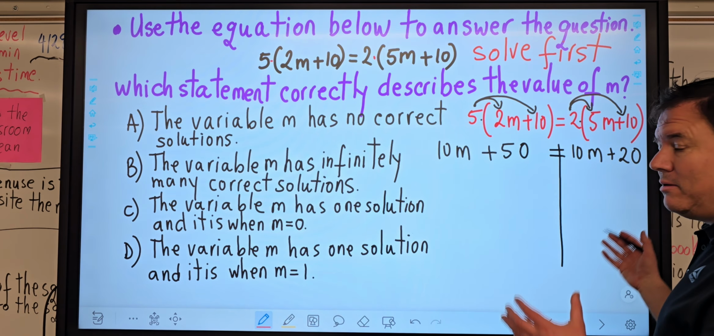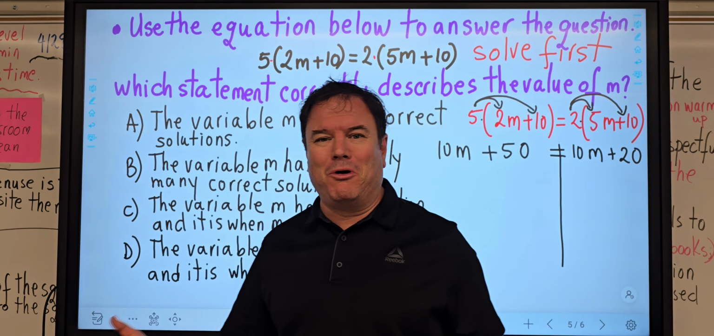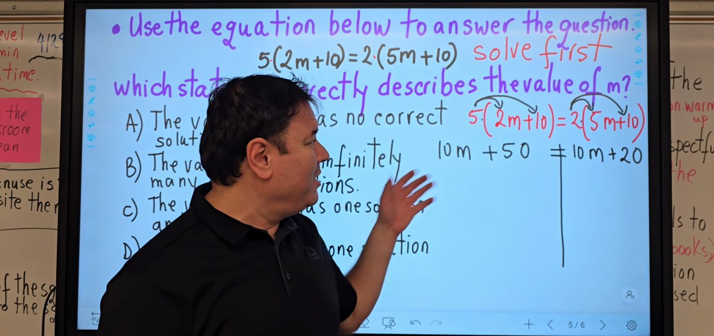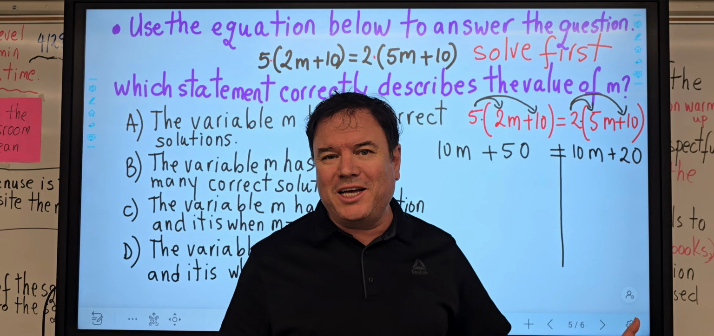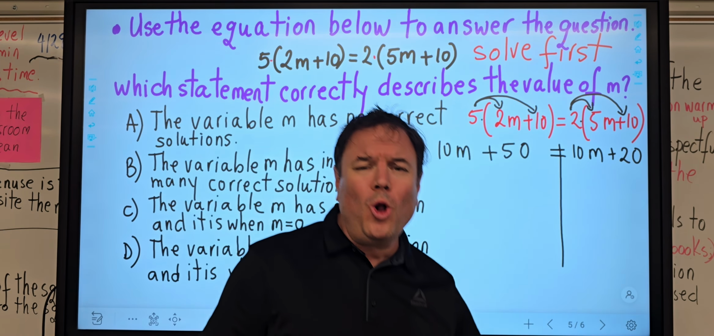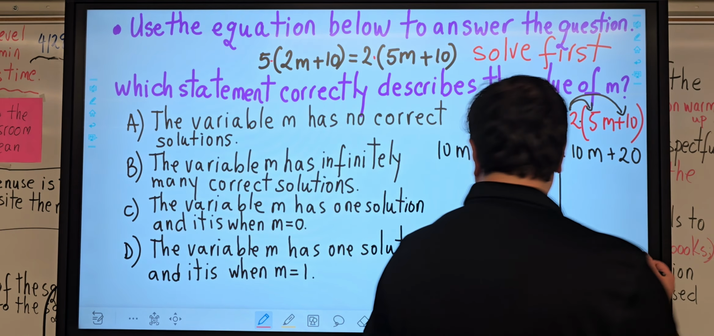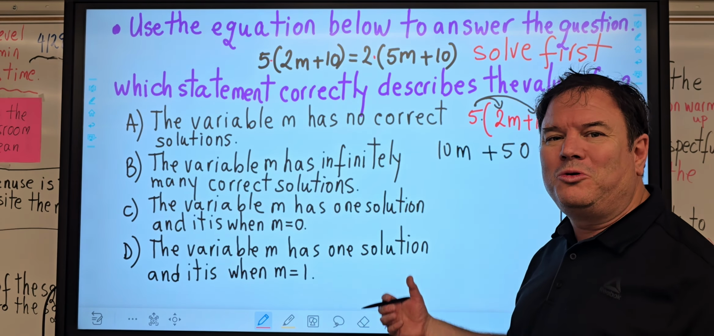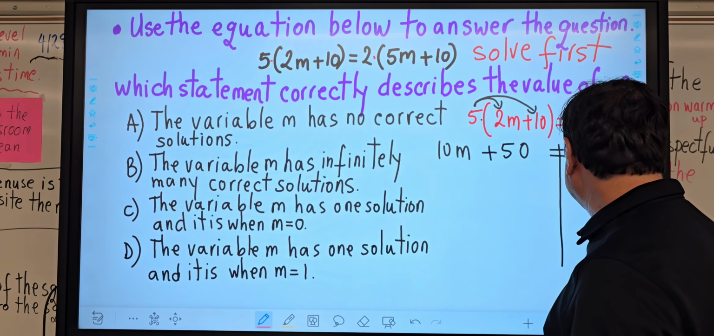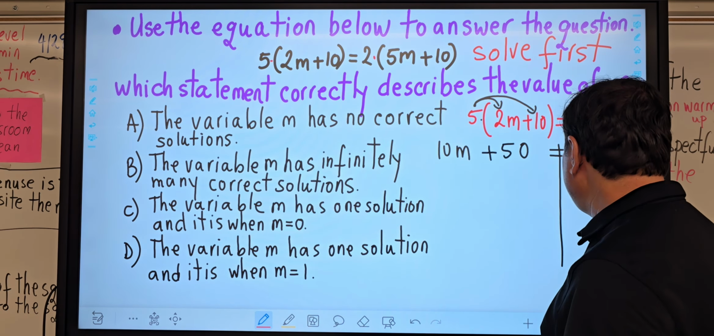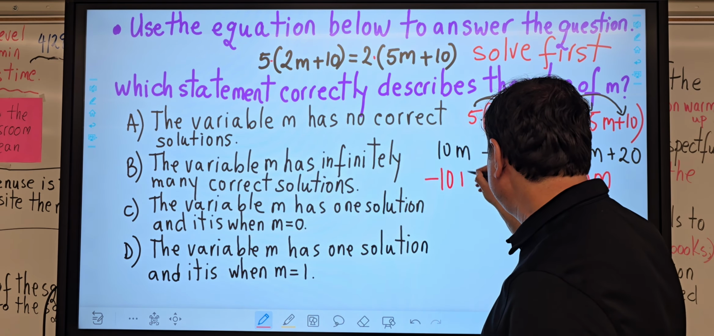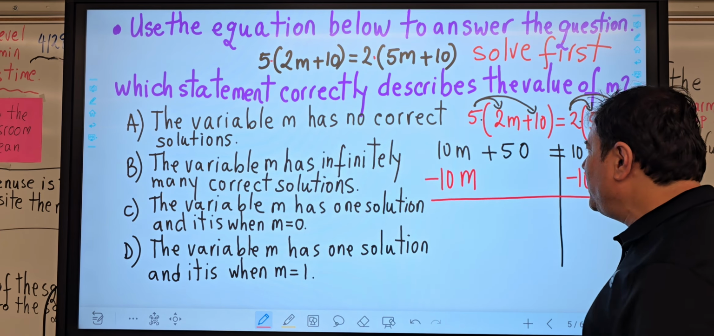So now we have variables on both sides. And remember, when we have an equation with variables on both sides, our goal is to bring all the variables to one side of the equation. So in this case, the only option we have is to subtract 10m from both sides. Minus 10m here, minus 10m here. And let's see what we get.